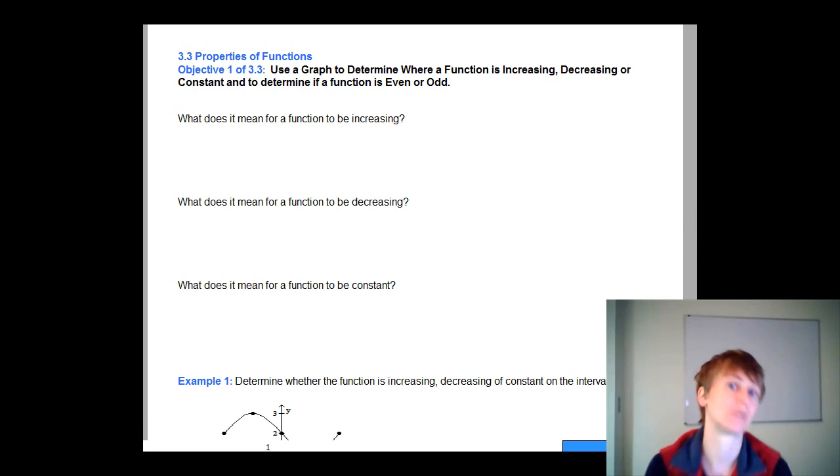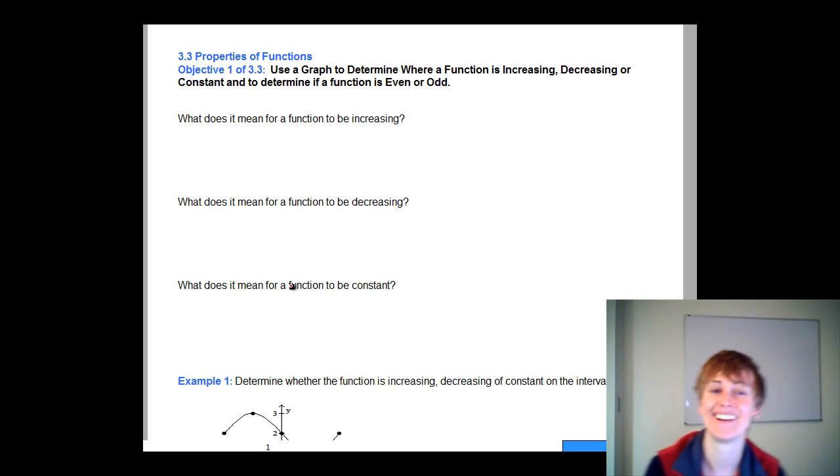So this is section 3.3, properties of functions, and today we're going to do objective 1, which is using a graph to determine where a function is increasing, decreasing, or staying constant, and we're going to learn what it means for a function to be even or odd. A function can also be neither. Turns out those two words correspond to a lesson earlier when we learned about symmetry with respect to the y-axis and symmetry with respect to the origin.